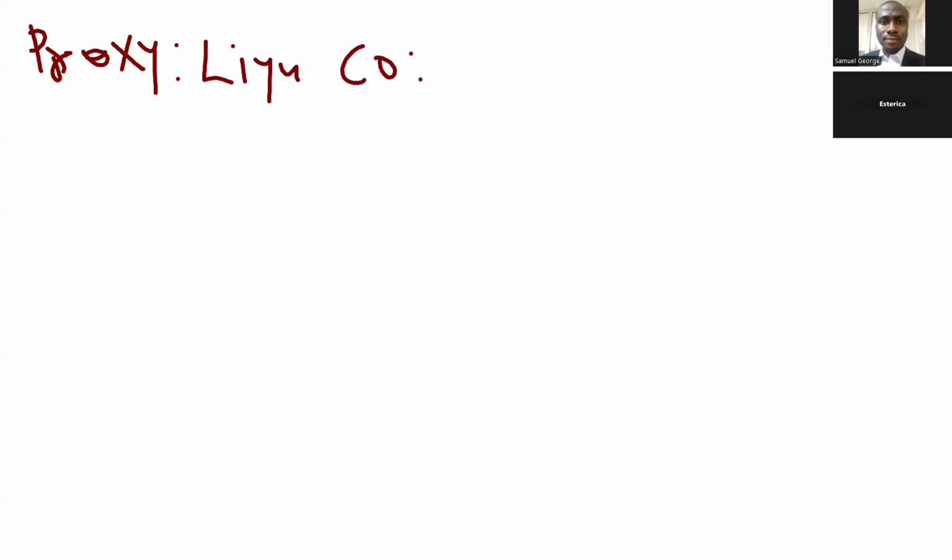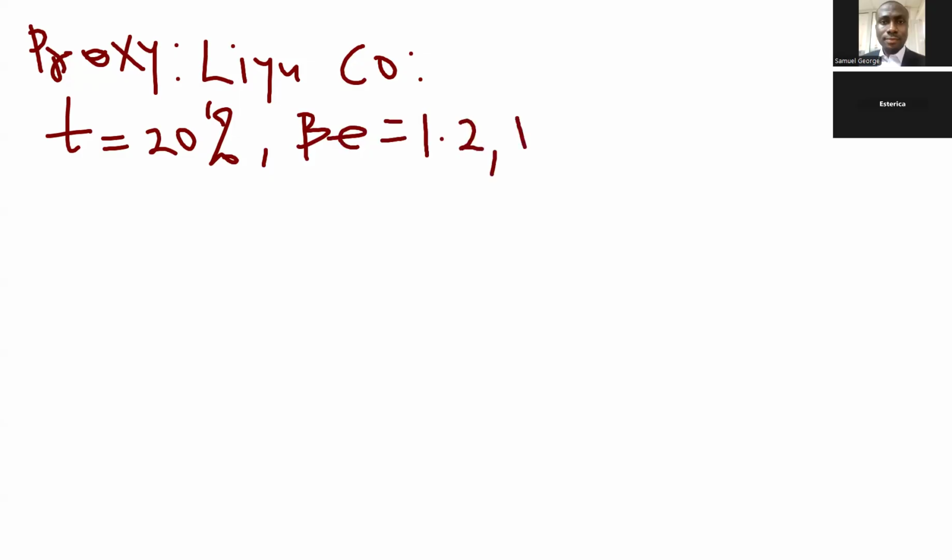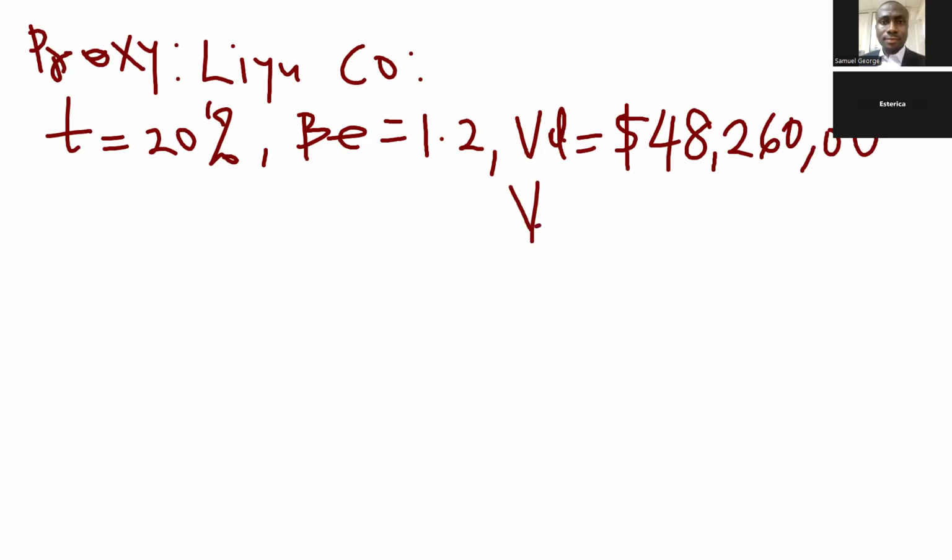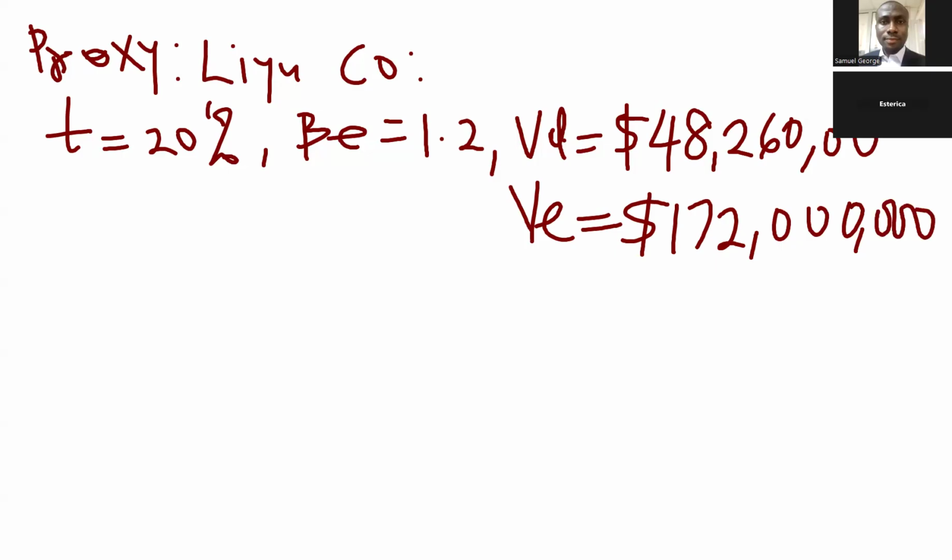So what do we have about Liyuko? We have tax rate of 20% for all the companies. We have beta equity, which is 1.2. We have market value of debt, which is 48,260,000. Market value of equity is $172 million.